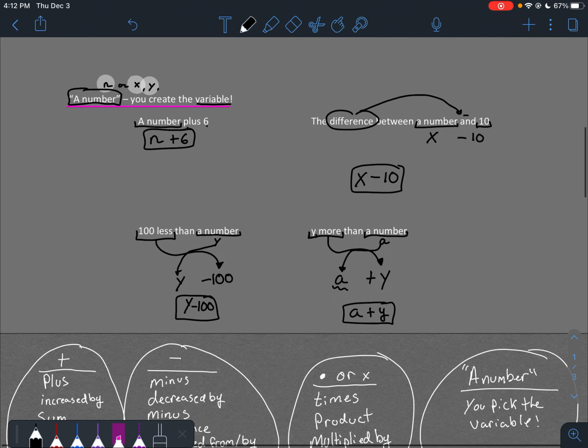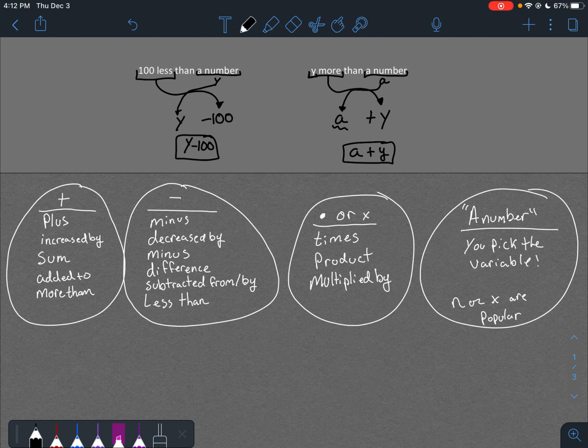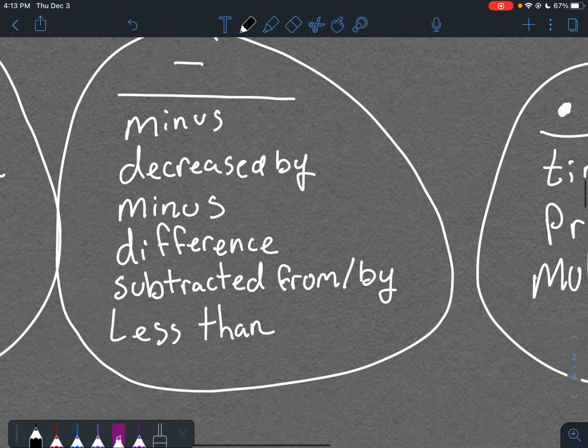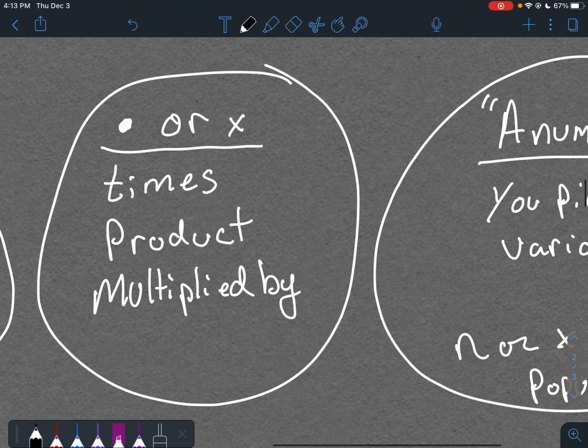Make sure you're looking for those key words, and I'll just run over some of them real quick with you. When it comes to addition, we want to have plus or increased by, the sum, added to, more than. Anytime you see those, start thinking addition. Subtraction, anytime you see a minus or a decreased by, or a difference or subtracted from or by, important to recognize which one that is. And then less than.